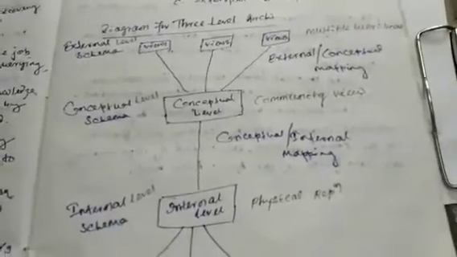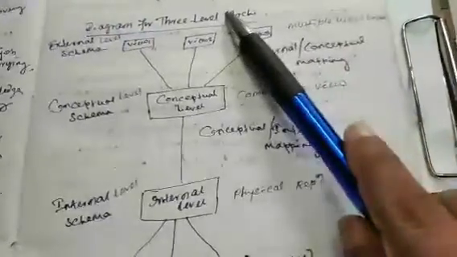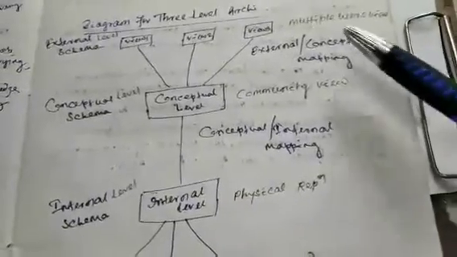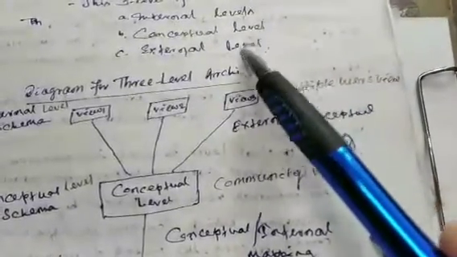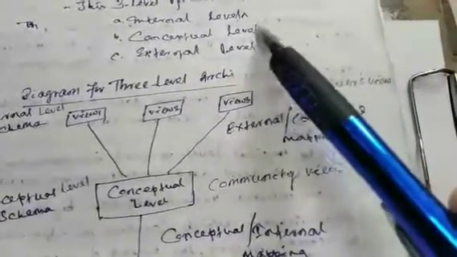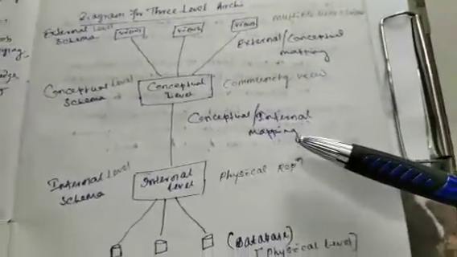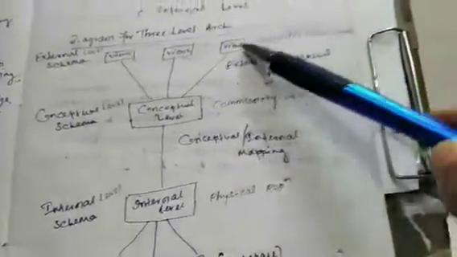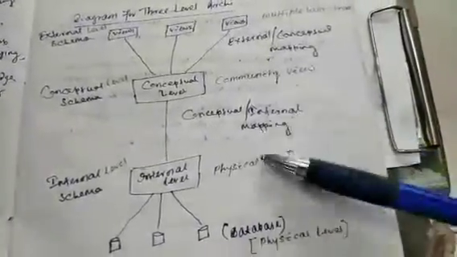Next one is the three-level architecture of the database management system. We have considered three levels: one is the external level, the conceptual level, and the internal level. This is the concept that from the database to the external user view, the user is accessing data from the database, and in between we have the three levels.